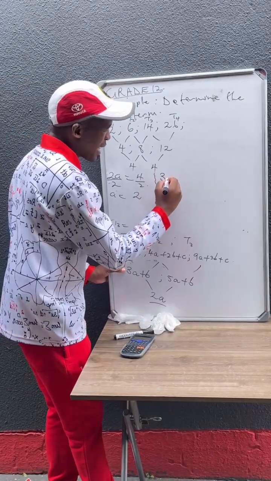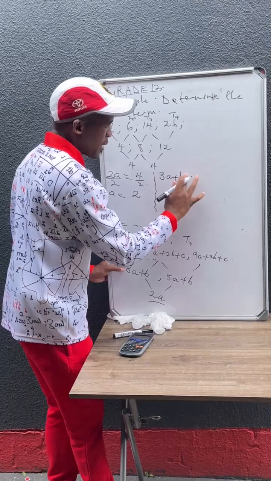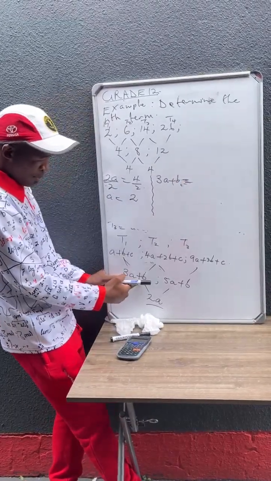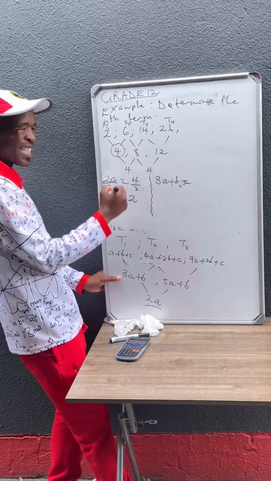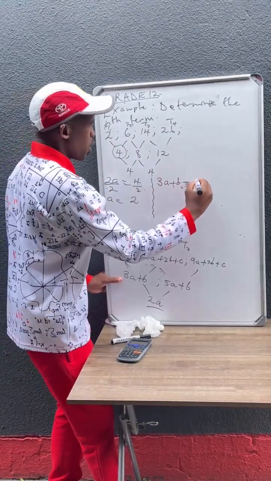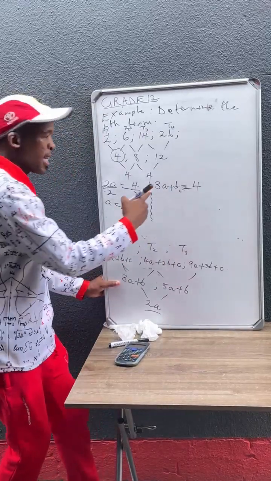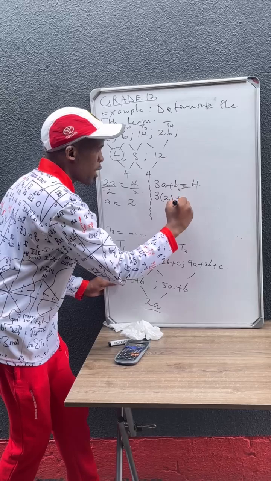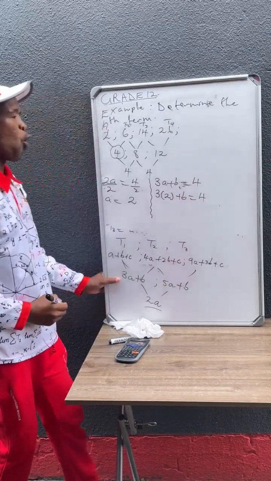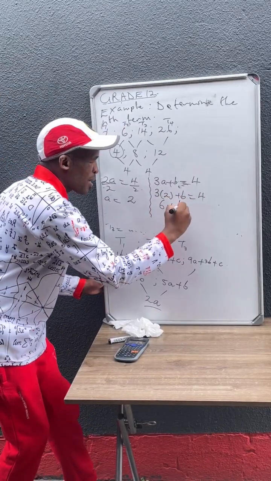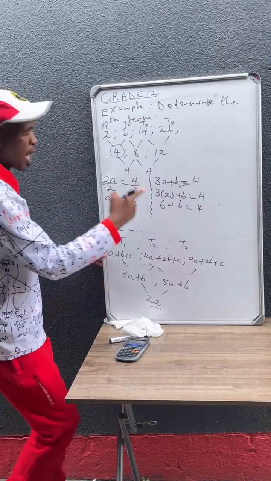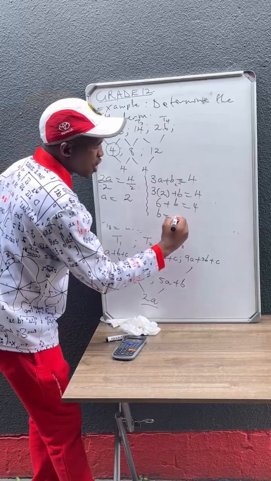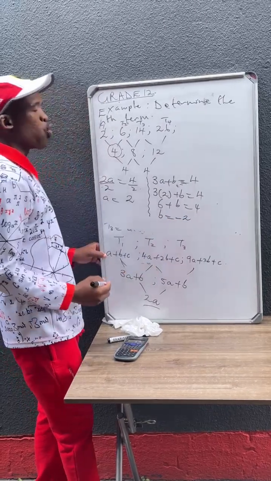If I say 3a plus b, it must be the same as the number that is in here, which is now 4 in our case. Now 3a, remember a is 2. So I'm going to put 3 times 2 here plus b is the same as 4. So this one becomes 6 plus b, which is the same as 4. Now I'm transposing: b equals 4 subtract 6. I'm getting negative 2.